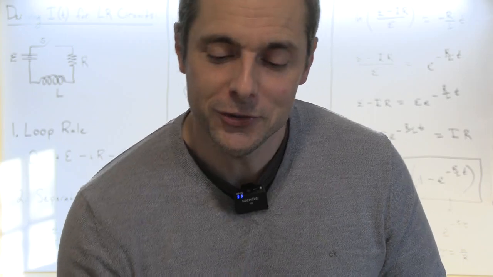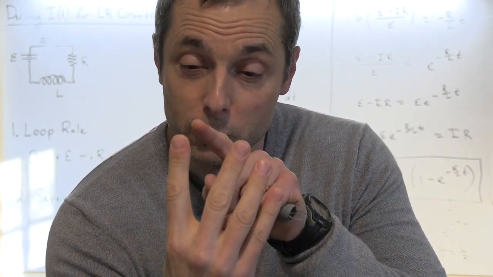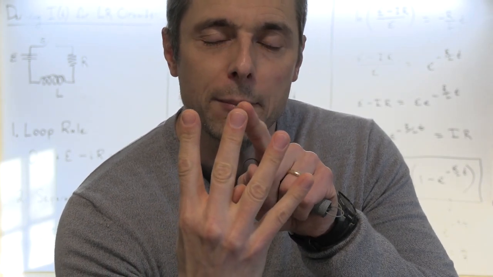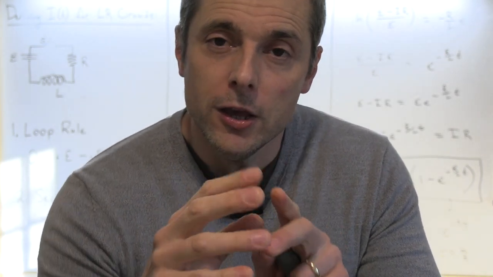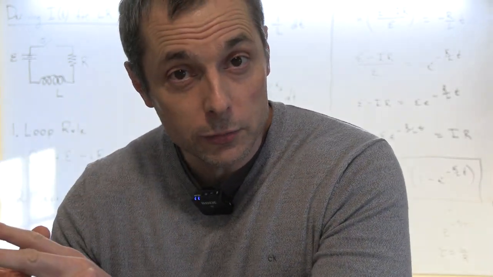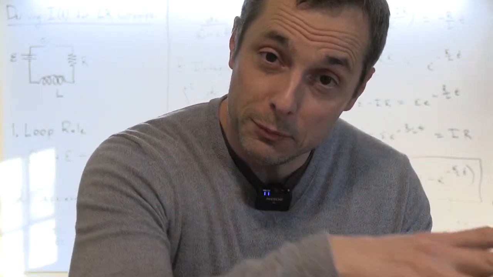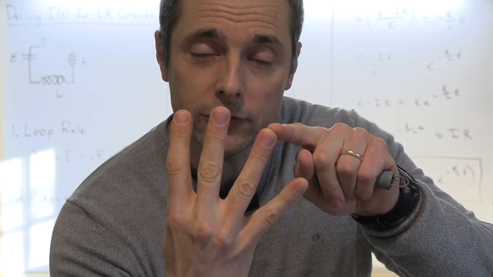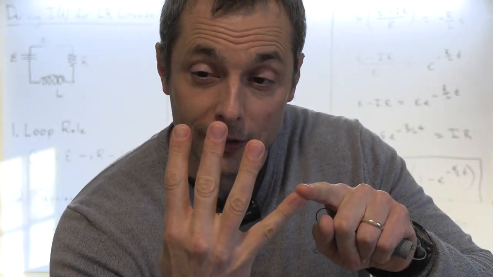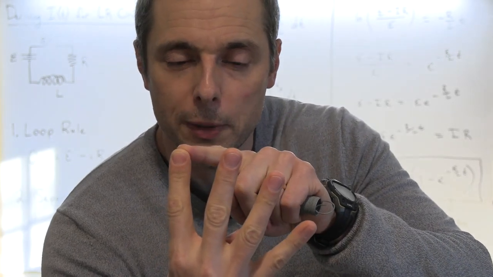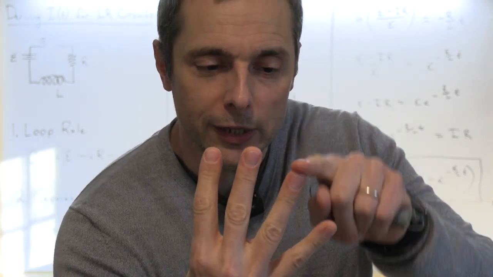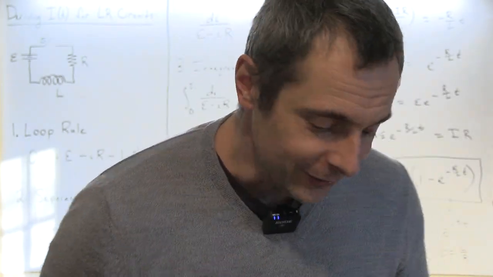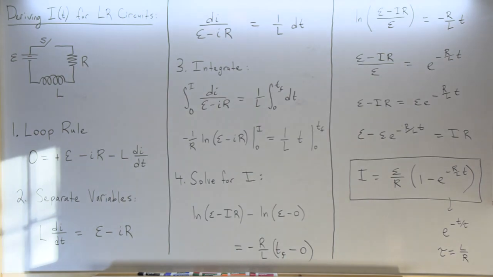All right, hopefully you said that step 1, you create a differential equation using Kirchhoff's loop rule. Step 2, you separate the variables. You put all the current terms on one side and all the time terms on the other. And then you integrate both sides, and then you solve for the current. So again, Kirchhoff's loop rule, make the differential equation, separate the variables, integrate both sides, solve for I. So let's take a look at how that process works.